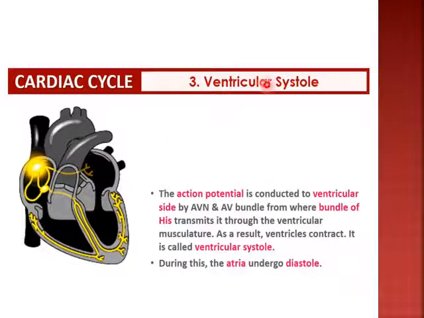Next is ventricular systole. So the action potential is conducted to the ventricular side. From the SA node it passes into the AV node and then into the AV bundle, and from there the bundle of His transmits it through the ventricular musculature. As a result, the ventricles contract and this is called the ventricular systole. During this, the atria undergo diastole, meaning the relaxed position.